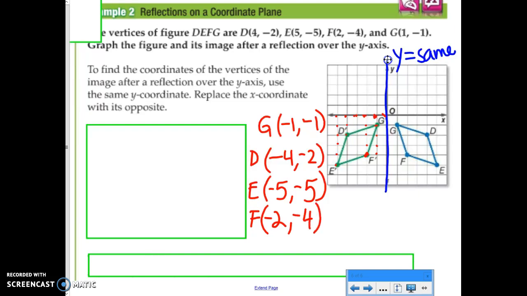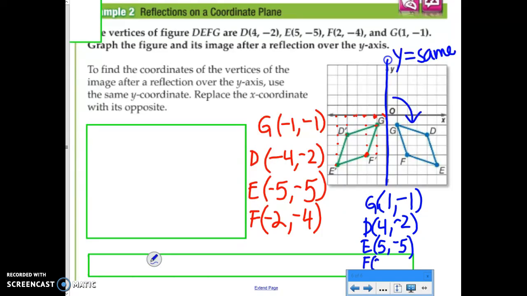Now we need to replace that x coordinate with the opposite. So if I rewrite this, I know that this image right here is going to be, G is going to be positive 1, because we're flipping over the y-axis. It's going to be a positive 1, comma, negative 1, because that y stays the same. D is going to be positive 4, comma, negative 2. E is going to be a positive 5, comma, negative 5. And F is going to be positive 2, comma, negative 4.